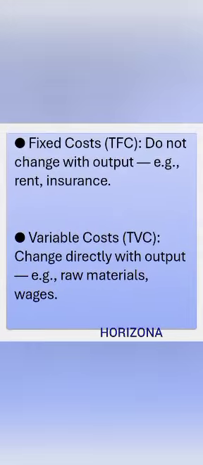So the fixed costs do not change with output. Examples are rent and insurance. Variable costs are the costs that change directly with the level of output. Such include the cost of raw materials and wages. The total cost will be equal to the total fixed cost plus the total variable cost. We use TC to represent total cost, TFC to represent total fixed cost, and TVC to represent total variable cost.